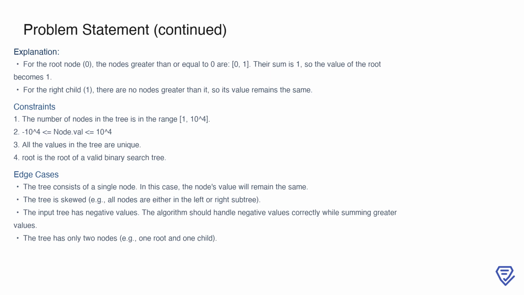The constraints for this problem are as follows. The tree can have up to 10,000 nodes, and the values of the nodes can range from -10,000 to 10,000. Additionally, all the node values in the tree are unique, and the input tree is guaranteed to be a valid BST. Edge cases to consider include single-node trees, skewed trees where all nodes are on one side, trees with negative values, and small trees with only 2 nodes. The algorithm must handle all these cases correctly.